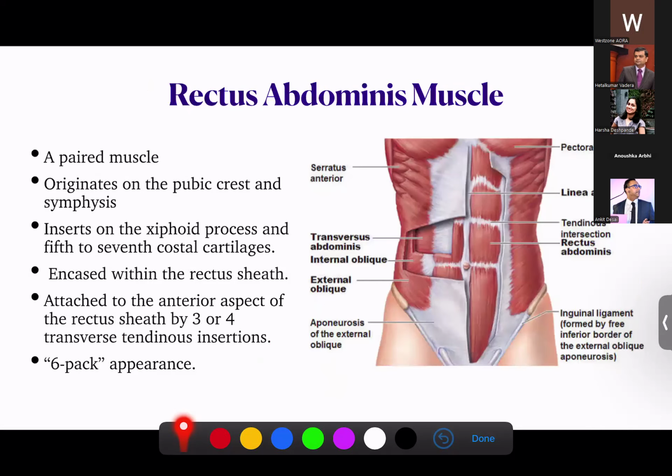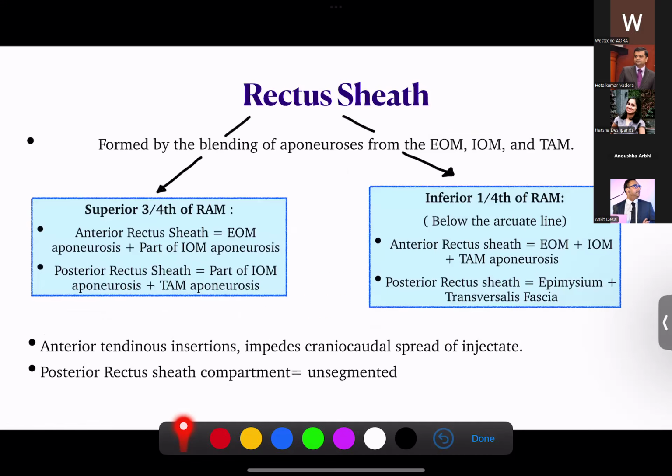Now we come to rectus abdominis. It is a vertical paired muscle. It originates from the pubic crest and pubic symphysis, and it travels vertically upwards and inserts on the xiphoid process and 5th to 7th costal cartilages. It is encased within the rectus sheath. The rectus sheath is formed by blending of aponeurosis of external oblique, internal oblique, and the transversus abdominis.